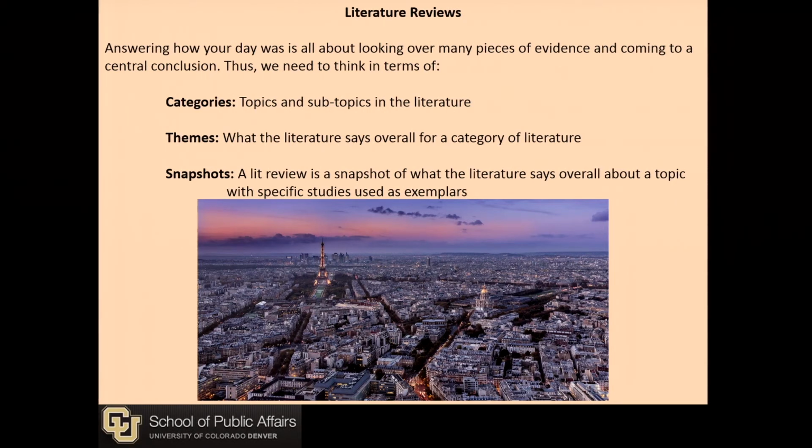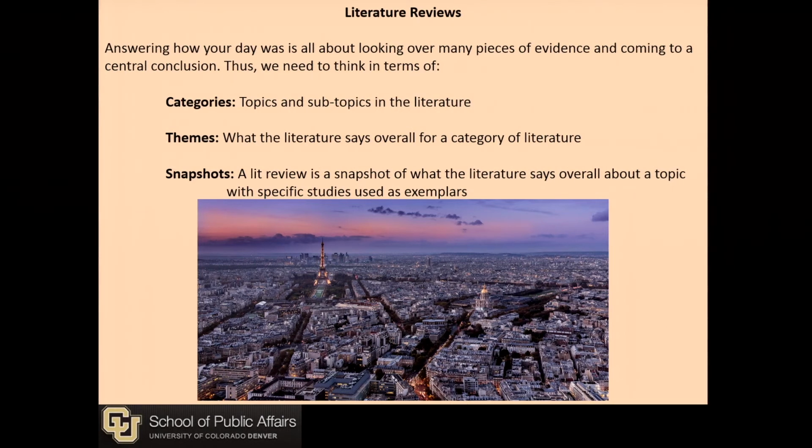Categories. These are just topics and subtopics in the literature. And we have a lot. In social equity accountability, there's the topic of racism, for instance. That is a subtopic in it. Or there's performance measurement. That's another subtopic. Anything that you talk about in your dissertations or anything else, it's always divided up into topics and subtopics. But that's not the big thing.